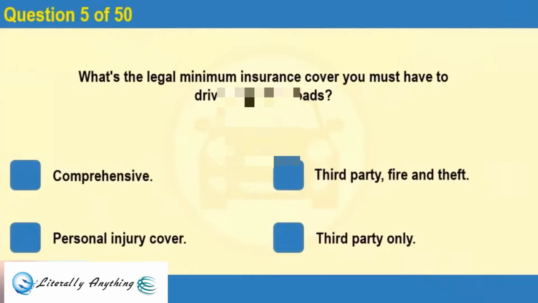What's the legal minimum insurance cover you must have to drive on public roads? 1. Comprehensive. 2. Third party, fire and theft. 3. Personal injury cover. 4. Third party only.